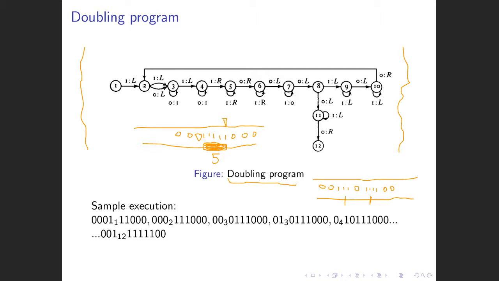So this is a doubling program. It's going to take any natural number written on a tape and it's going to double it. So the output of that will be 10. It will be 10 instances of the digit 1 written in a row along the tape.